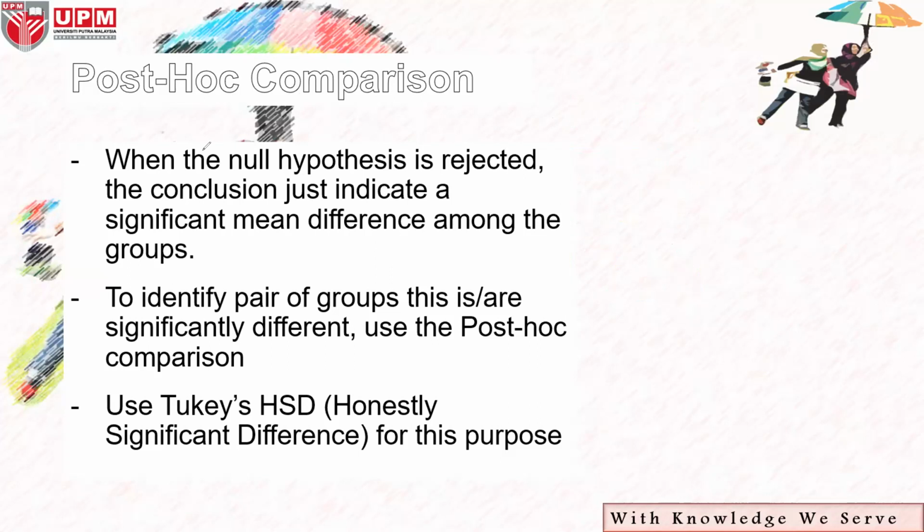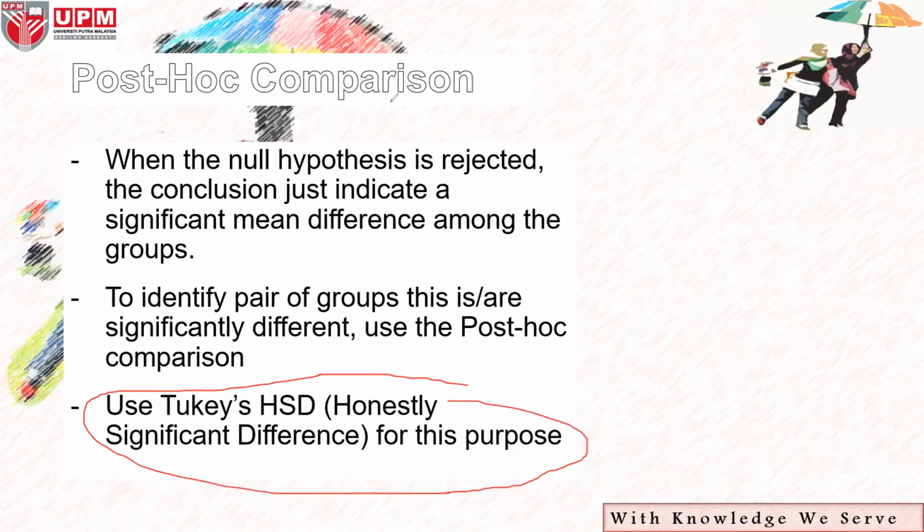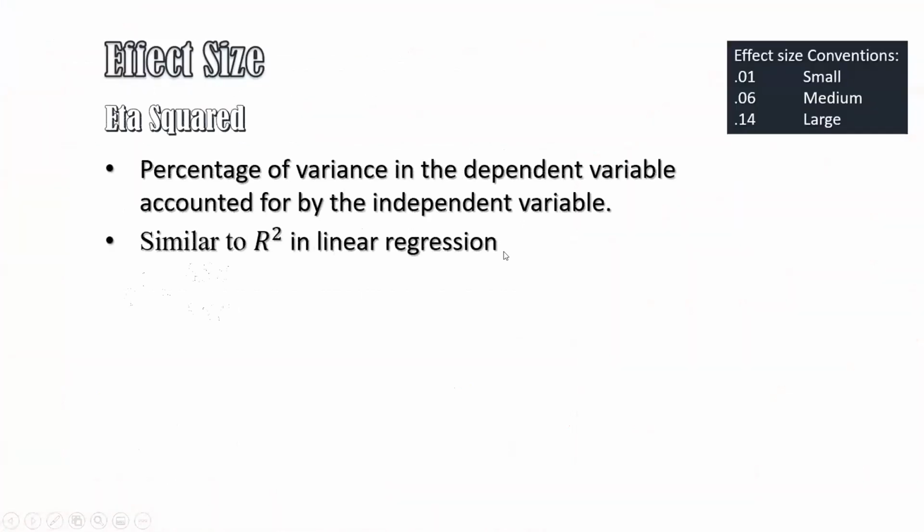Okay, so then in post hoc comparison we use Tukey HSD, honestly significant difference, to check on the pair differences. Okay, so the effect size. To report the effect size for one-way ANOVA, we use the eta squared. So eta squared refers to the percentage of variance in the dependent variable accounted for by the independent variable. The way we read the eta squared is similar to R squared as in linear regression.